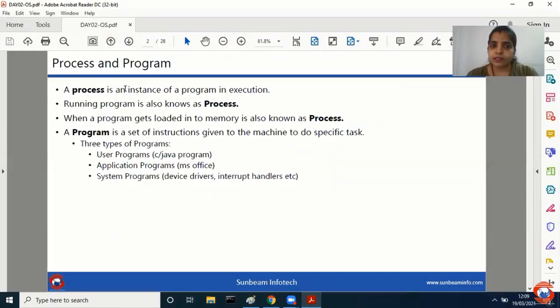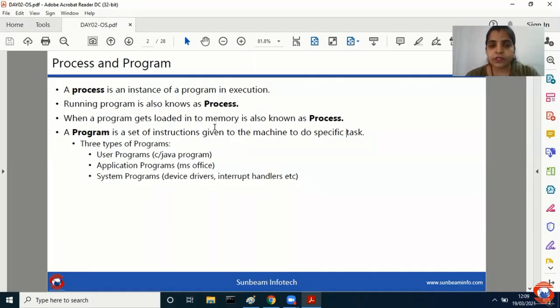So a process is an instance of a program in execution mode. The MCQ can be in the form of: any program in its execution mode is called what? The answer is process. In another language, a running program is also called a process. When the program gets loaded into the memory, it is also called a process. So these are some of the definitions of process.